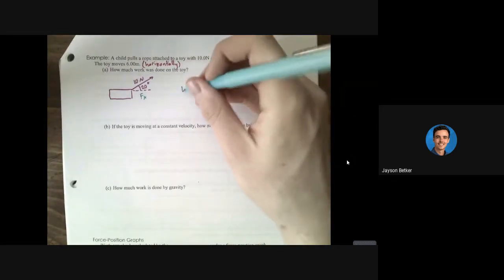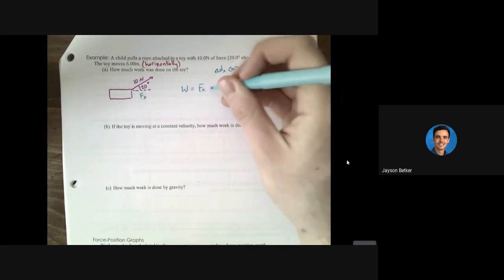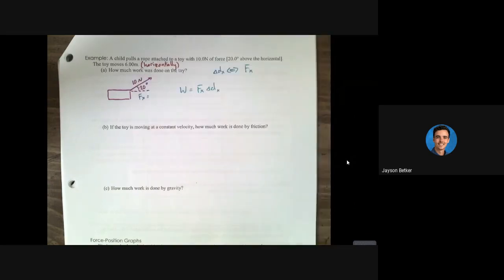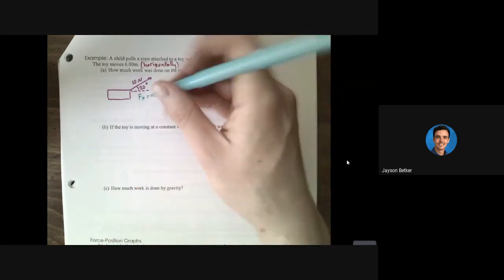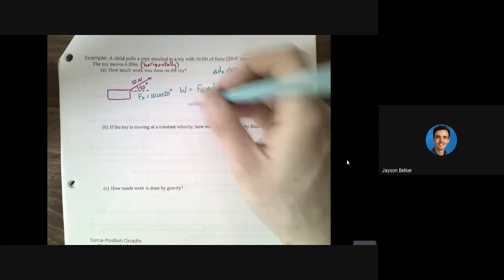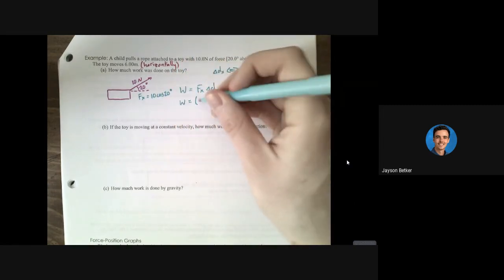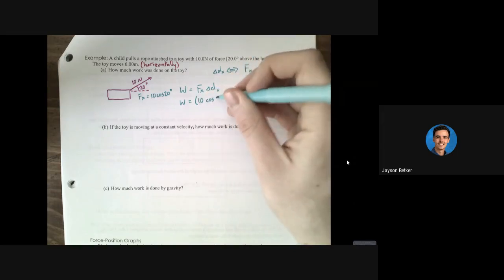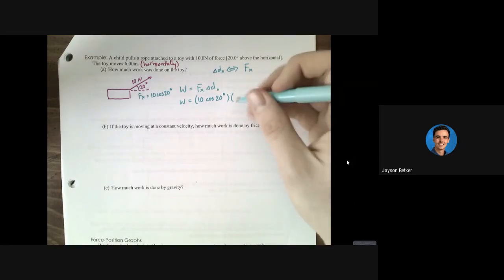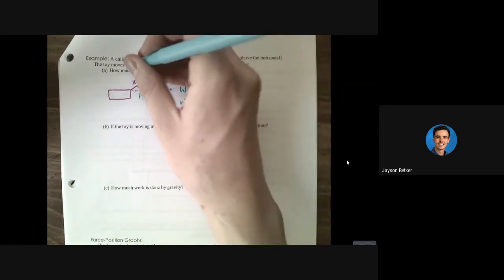So work is equal to Fx delta d, or delta dx, if you want to say. How do I find the x component of this? Remember, this is SOHCAHTOA. This is the adjacent, so it's going to be 10 cos 20. So work is equal to 10 cos 20 degrees times 6 meters, right? That's what our delta dx was.